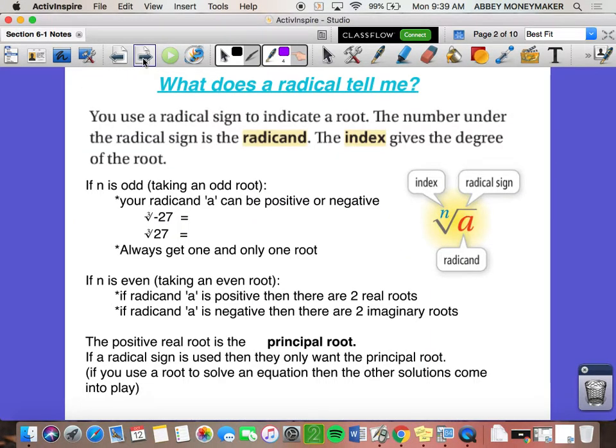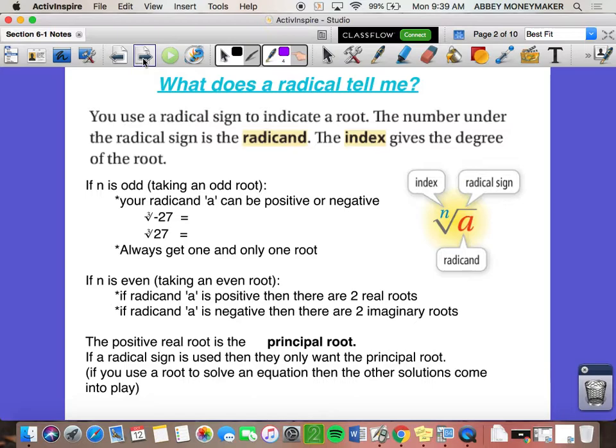So this next slide here is really important. I would definitely take some time taking some good notes here because this is dissecting what a radical tells us. Okay, so it says here you use a radical sign to indicate a root, and that is totally true. Whether you're taking the square root, the cube root, the fourth root, the 16th root, you're always going to use a radical sign. Now, there are certain parts to the radical sign that tell you what root you are taking.